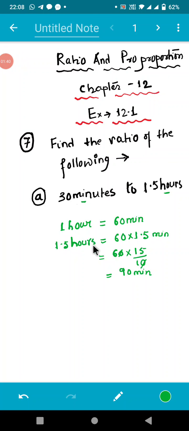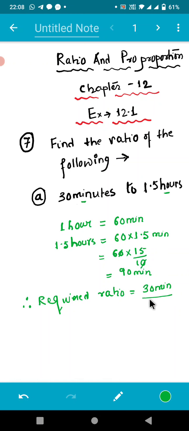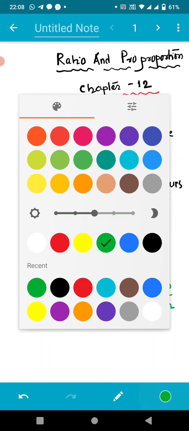Now we are in the position to find the ratio. Now it is 30 minutes to 90 minutes. So the required ratio would be equal to 30 minutes by, in place of 1.5 hours, we'll write 90 minutes. Now let us reduce this.